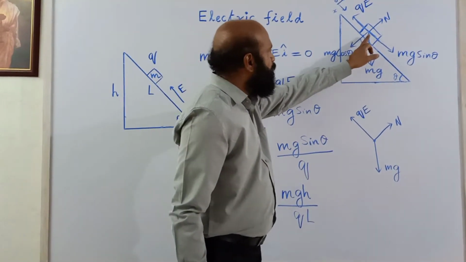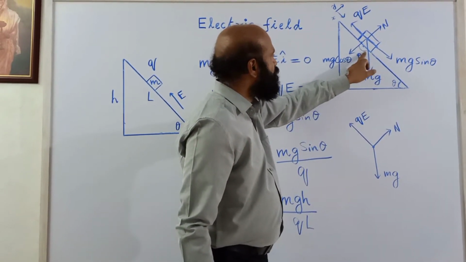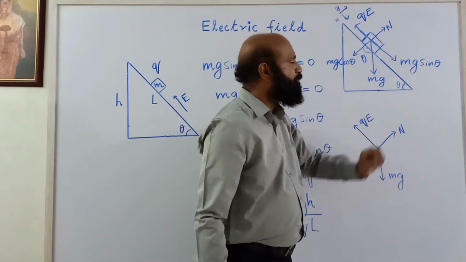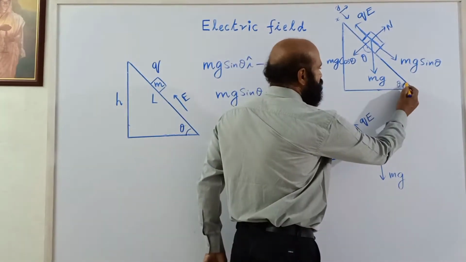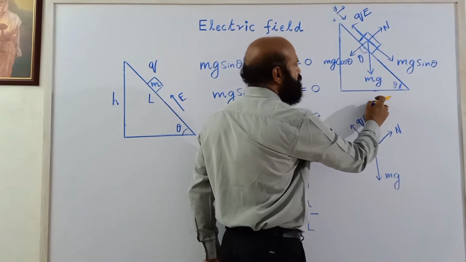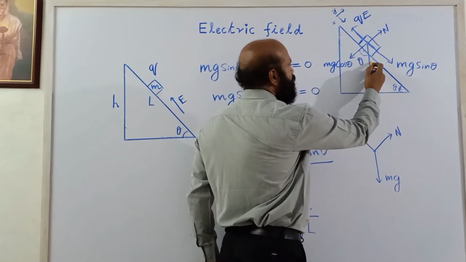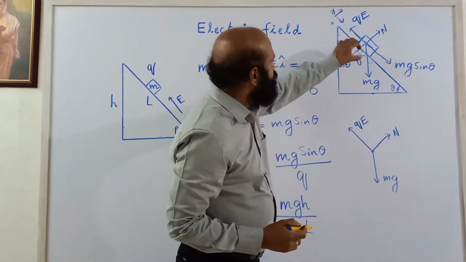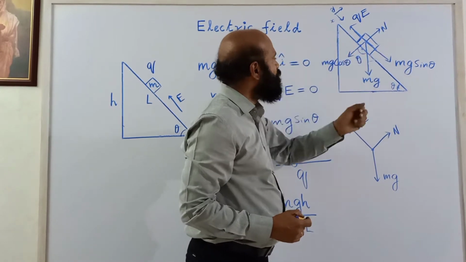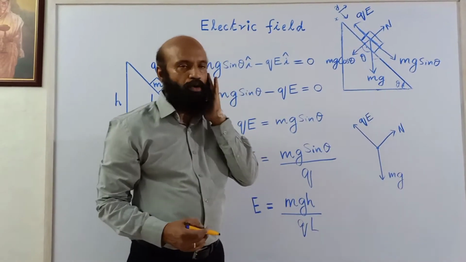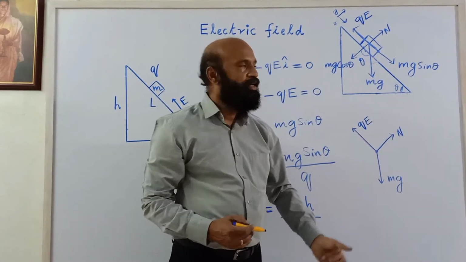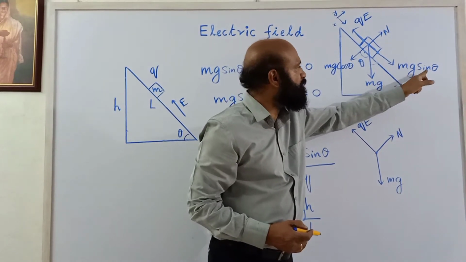Now this mg can be split into two components. This component is mg cos theta, this component is mg sin theta. This angle is theta, so this angle is also theta. When you extend this, this angle will be 90 minus theta, so this is theta. This is totally 90, so this is 90 minus theta, so this is theta. So this mg can be resolved into two components. This component where it is making theta is mg cos theta. Perpendicular to that is mg sin theta.